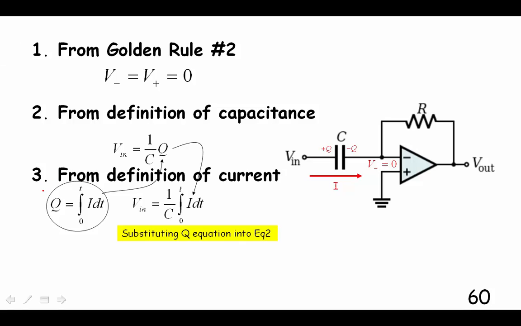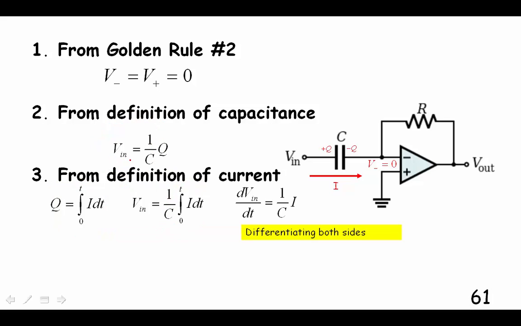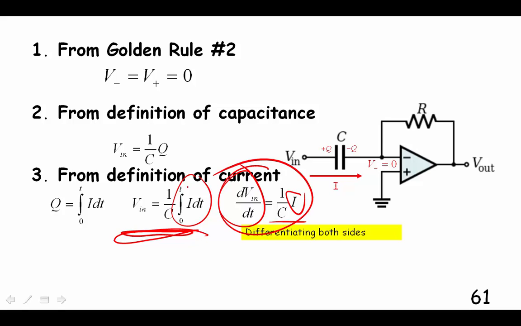So now we have this integral equation for charge. We can substitute that in for charge into this equation, so I end up with the input voltage is equal to 1 over C times the integral of I dt. So how are we getting a differentiator out of this? You'll see. I'm differentiating both sides of this. I get this equation because the derivative of an integral is just the argument there. Now I've just solved this equation for I, just multiplied both sides by C.